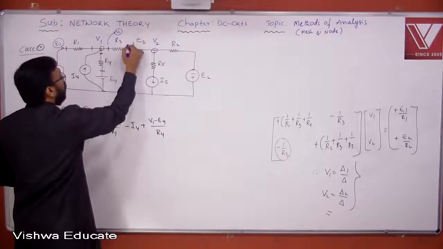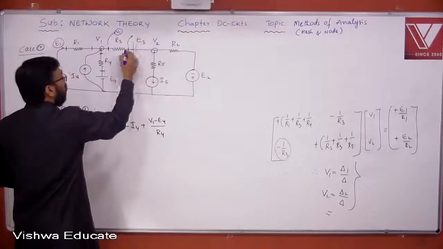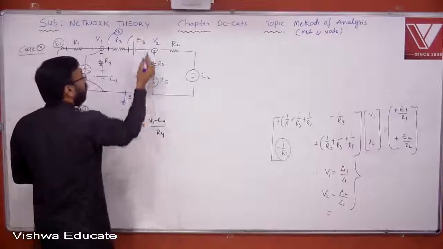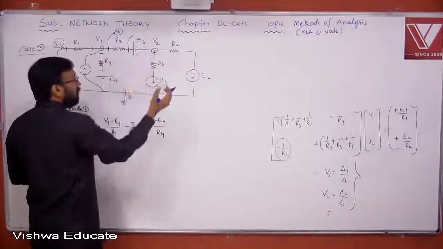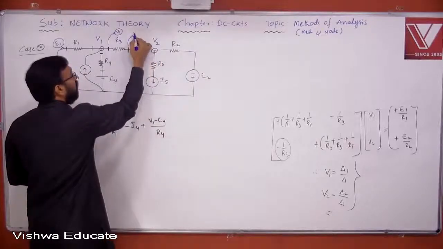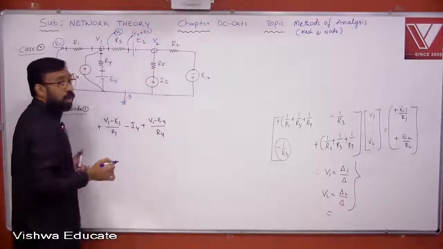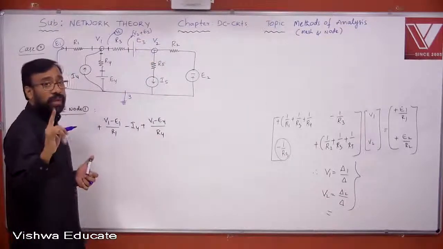This particular node is operating at what? Jump from this point to this point, V2, minus to plus, lower to higher. Take the voltage V2 plus E3. The voltage at this node is V2 plus E3. I hope you understand the point.